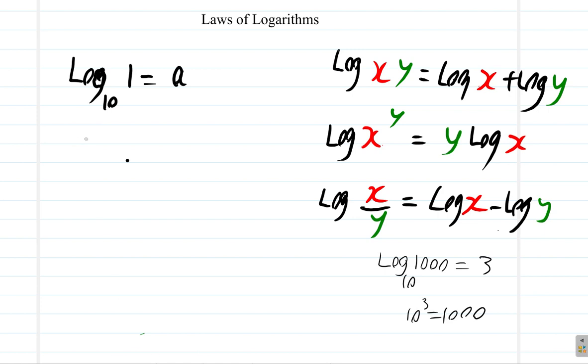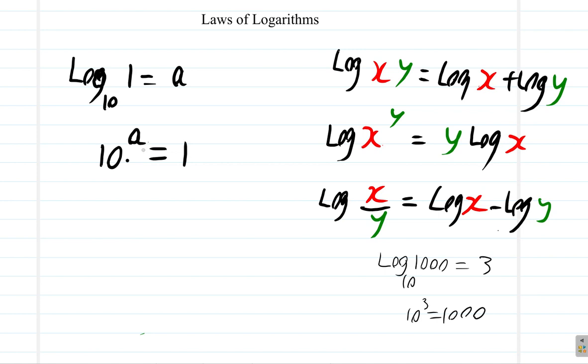So, in log form, 10 is the base. In index form, it is also the base. So we have 10 as the base, to the power of. In log form, 3 is the answer. In index form, it's the power. In log form, a is the answer; in index form, a must be the power. In log form, the number you're logging is 1000. In index form, it is the answer. In log form, the number we're logging is 1. In index form, it is the answer. 10 raised to the power of a is equal to 1.